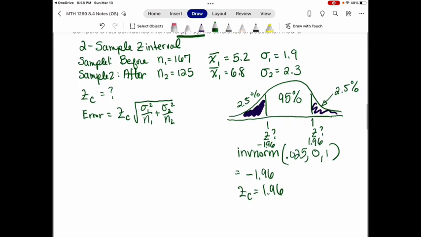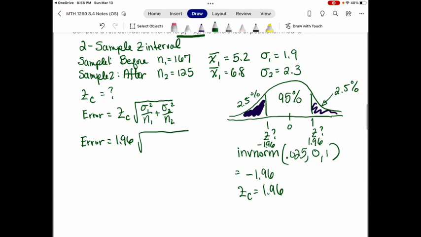When we're talking about critical values, we're really just looking at how far away from the center are we in terms of standard deviations. So we're 1.96 standard deviations away. We don't really care about whether it's on the left or the right side. We're just trying to define the distance from the center. So now let's put all this information in to find our error.